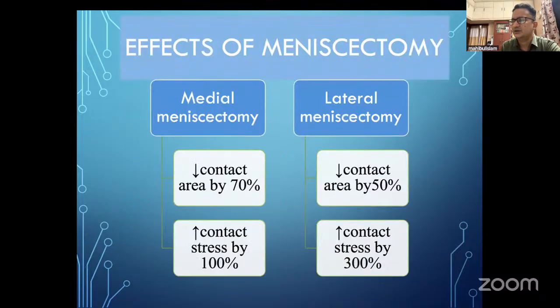Meniscectomy significantly alters the joint biomechanics. Removing the medial meniscus increases the contact stress by around 100%, raising the risk of early osteoarthritis. The lateral meniscectomy causes even greater stress elevation, up to 200 to 300%, as the lateral meniscus bears the higher load, making preservation crucial to maintain joint function and longevity.